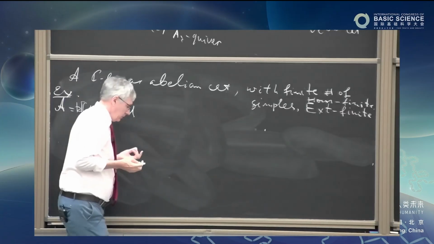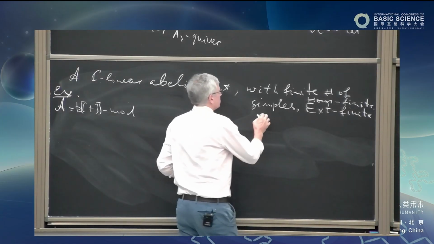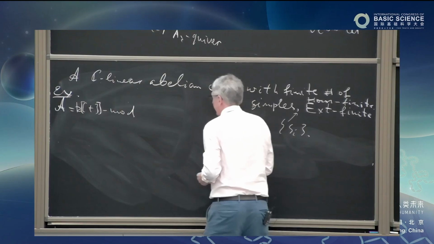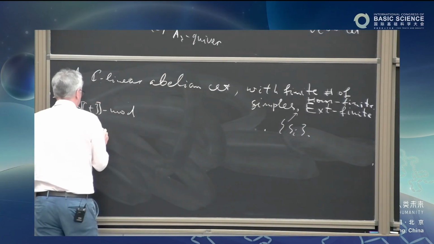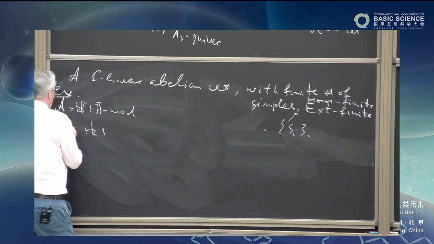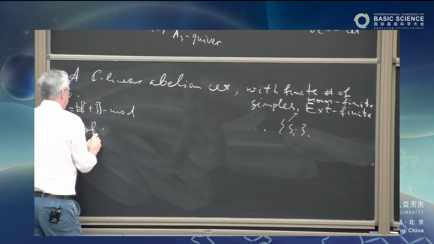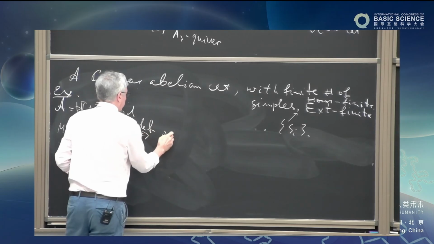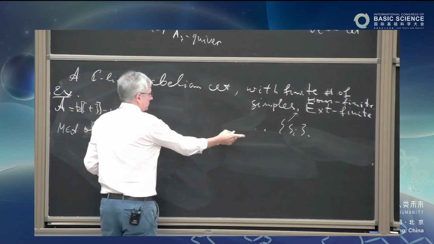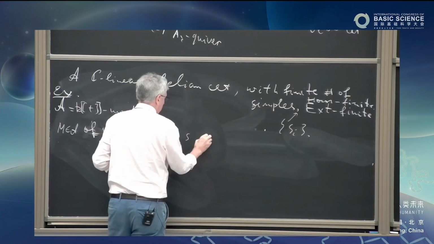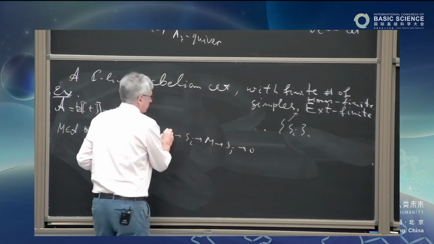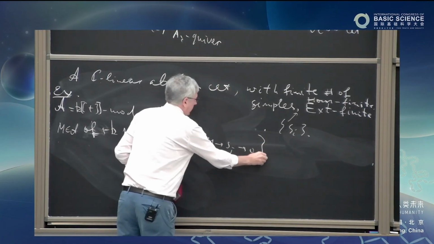And we can ask then what? We have a finite number of simples. Let's denote them as S_i. We can define objects of rank 1. So an object M in our category is of rank 1, by definition, if it's an extension of one simple module by another simple module, probably the same one. This kind of thing.